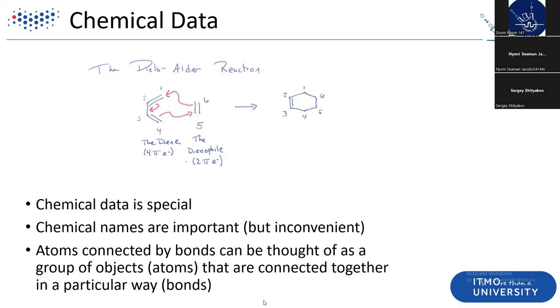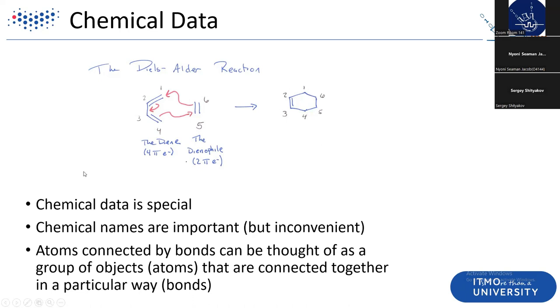So this is also an example of chemical data, like the Diels-Alder reaction here. And in this reaction, you have dienes and dienophiles, and you would simply create the circle to produce the product of this reaction.